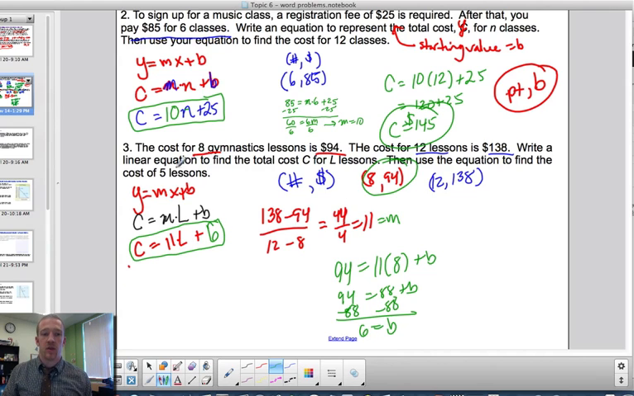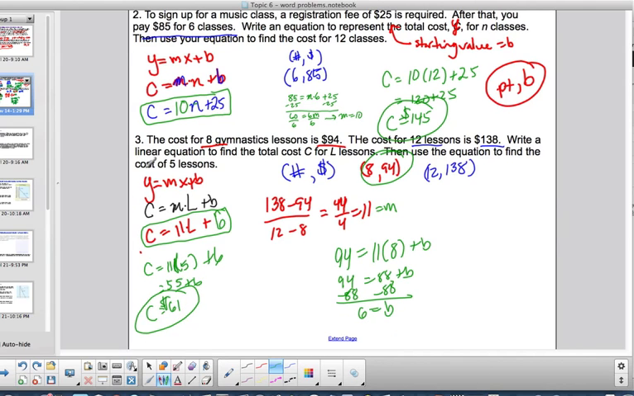If we want to know how much 5 lessons cost, we just plug it into our formula. C equals 11 times 5 plus 6, which is 55 plus 6, which gives us 61. So the cost of 5 lessons is $61.